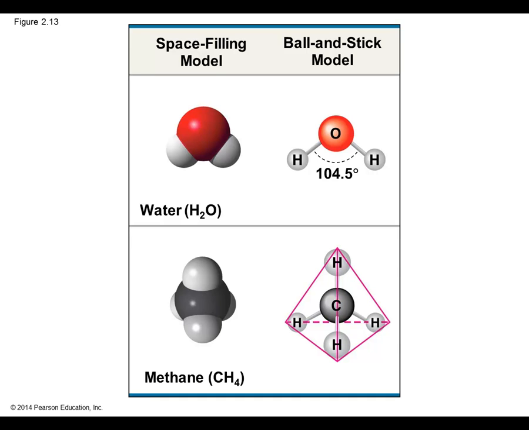The water molecule in this case is V-shaped, with its two covalent bonds spread apart by 104.5 degrees. The methane molecule has a tetrahedron shape, so this is a pyramid with a triangular base. In the center of this tetrahedron is the carbon, and radiating outward are the covalent bonds to the hydrogens. The hydrogen atoms are at each corner of the tetrahedron.